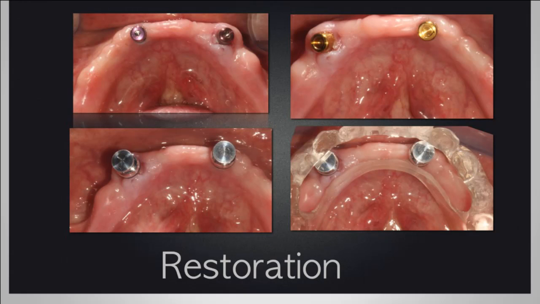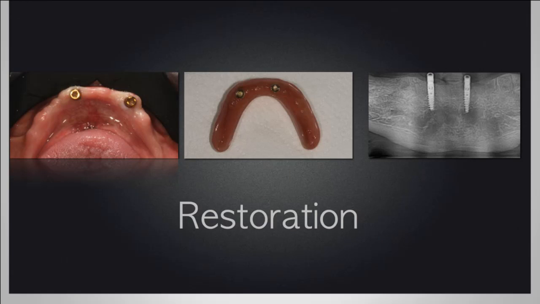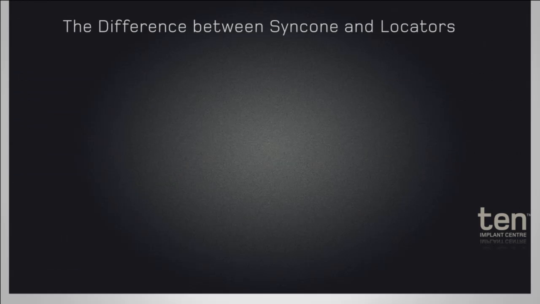This is a case where we've used some locators, and what you can see here is the locators in place. And once the locators are in place, I've taken an impression, and this is an impression component that you use. This is an impression pickup that we've used. And we've simply been able to pick up, take an impression, send this off to the laboratory, and use 2 implants to restore this arch.